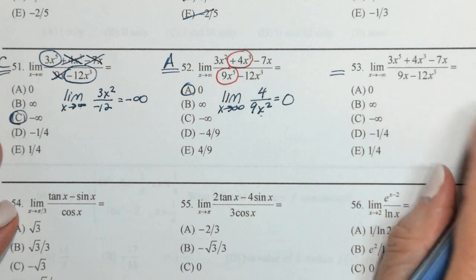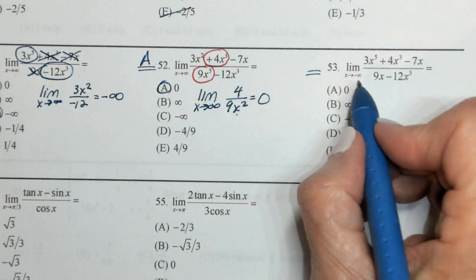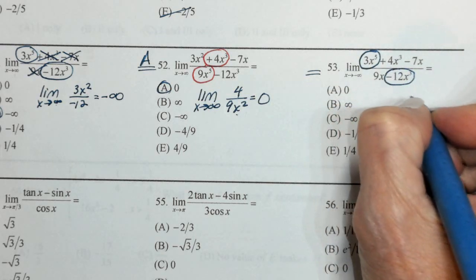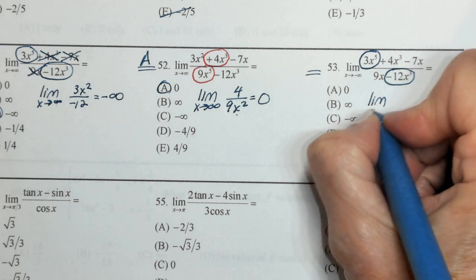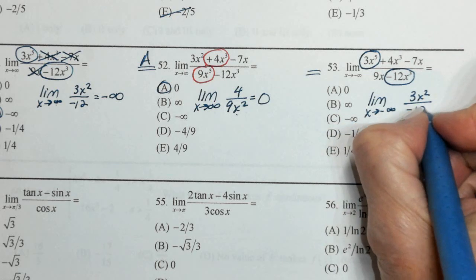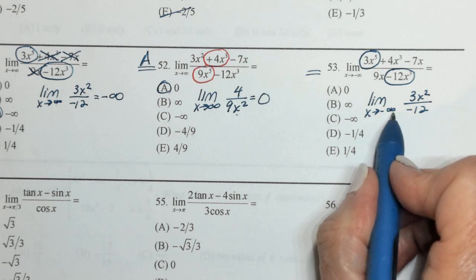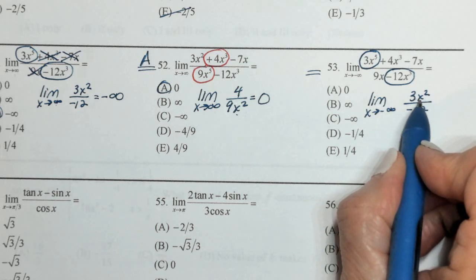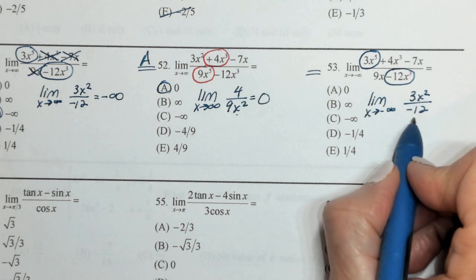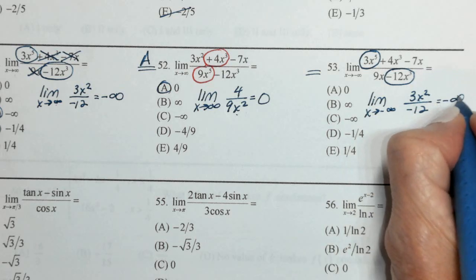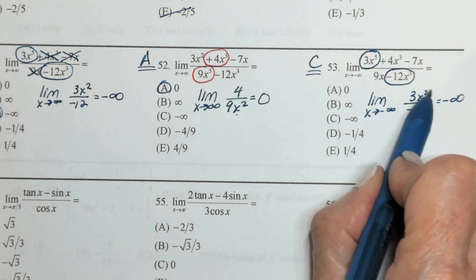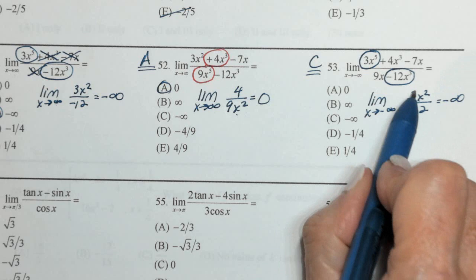Here x is going to negative infinity, so I'll have to remember that. But still, I only examine the highest degree term on top and the highest degree term on the bottom. I reduce my x's, and I get 3x squared over negative 12. Now I'm letting x go to negative infinity. X is going to negative infinity, but I'm squaring it. That makes it positive infinity. Positive infinity over negative 12 is negative infinity. If this ended up being a cube, though, negative infinity cubed would be a negative infinity up here. That would make the whole thing a positive infinity.